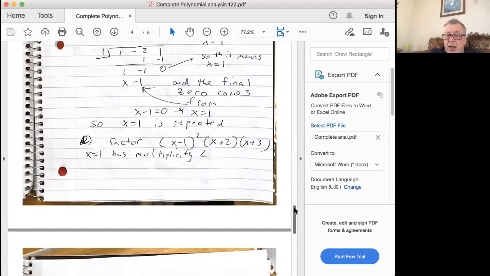So let's factor that. We have the repeated x minus 1, so we have the quantity x minus 1 squared, then x plus 2, and x plus 3. x equals 1 has multiplicity 2. So what does that mean on the graph? At x equals 1, it touches the x-axis, but it doesn't go through it.